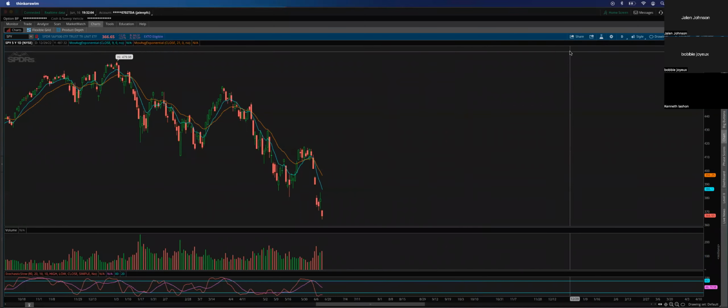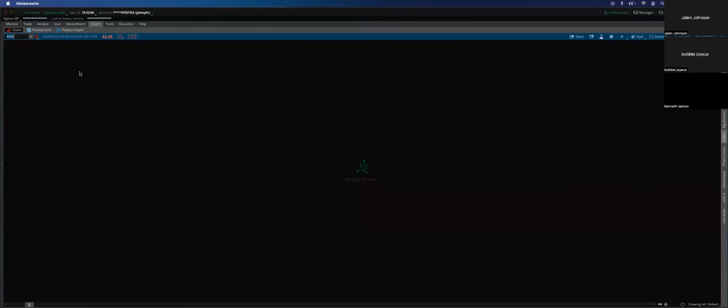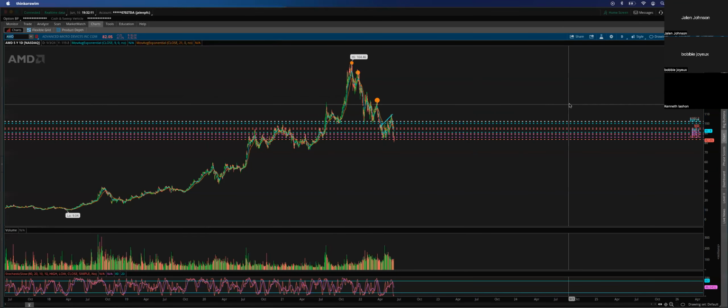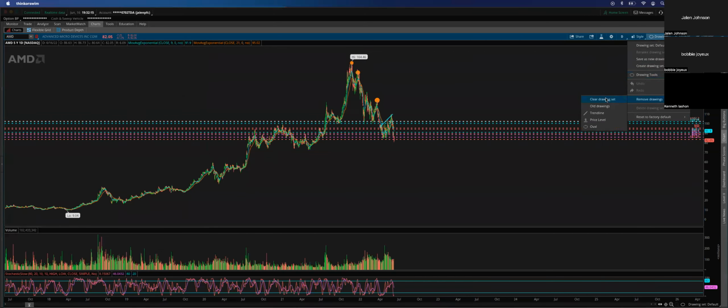So let's get into it. Let's go to another good one. So you get an example of trend line rejections. Let's go over this one. Okay, and I know y'all are tired of probably seeing this one.